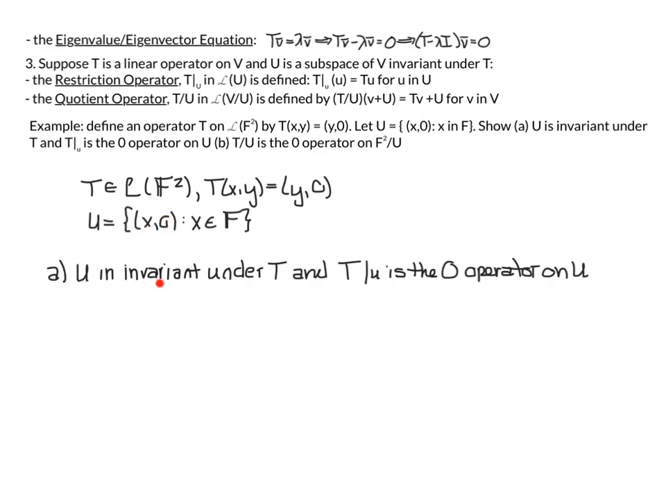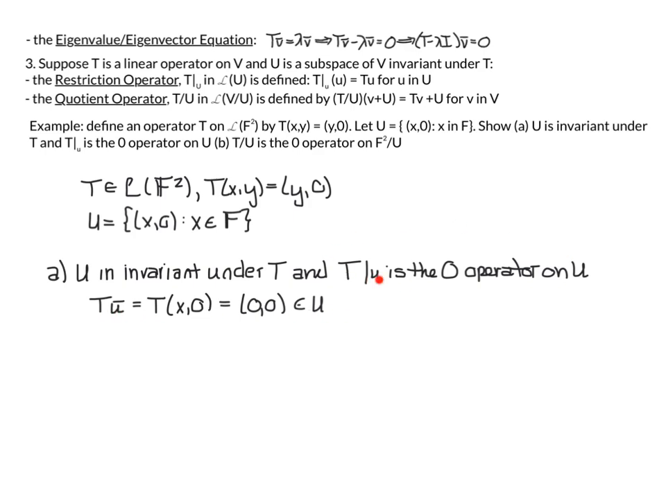So to show U is invariant under T, we need to know what happens to a vector u in the subspace U. So let's look at T of u. If u is in the subspace U, then u has the form (x, 0). So we're looking at T of (x, 0). Applying our transformation on (x, 0), we're going to get (0, 0). And (0, 0) still is in the form of the subspace U, so it stays in U, and U is invariant under T.